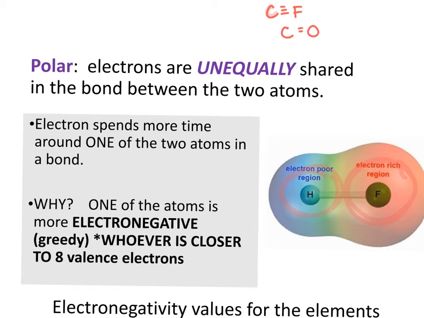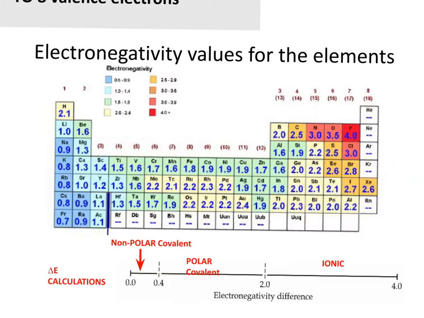When I say polar, what you want to know is that the electron is going to spend time around that one element that has the most valence electrons. It's the closest one to my 8. And the reason why is it wants those electrons. And you can use that electronegativity periodic table to determine which one's greater. Based on how you solve for the electronegativity, this is how you can tell your bonds.